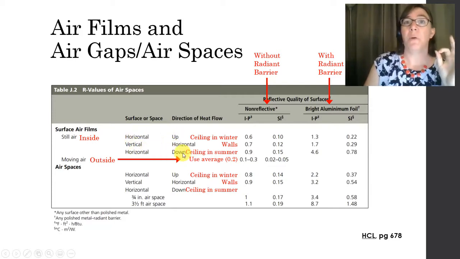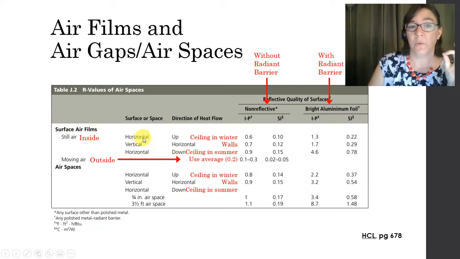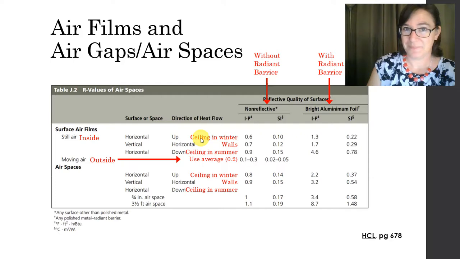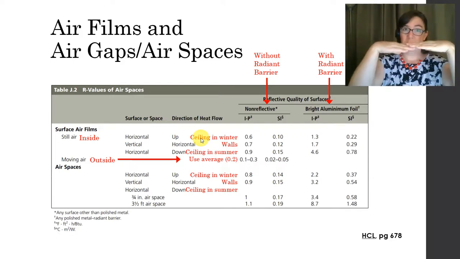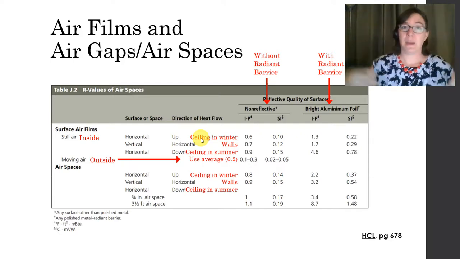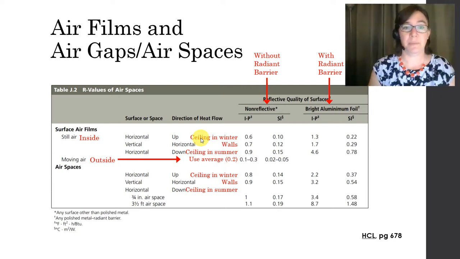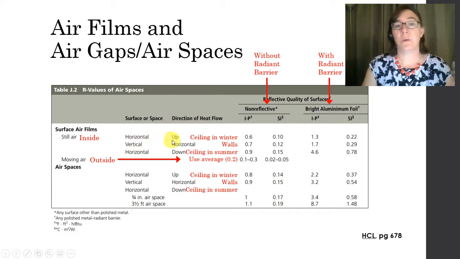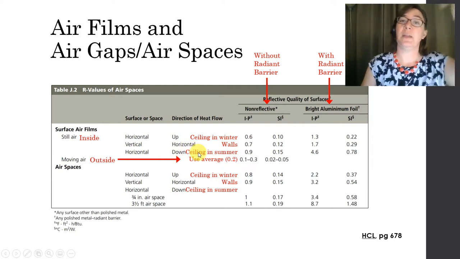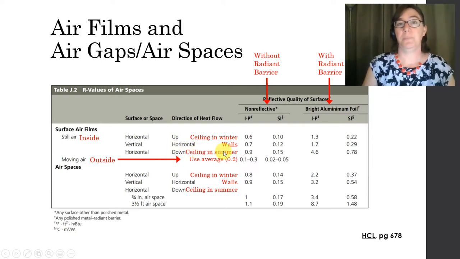What this translates to: horizontal up is a ceiling in winter. A ceiling is a horizontal surface, not a vertical one, and the heat is traveling up, trying to rise and escape. Vertical is basically used for walls. And horizontal down is used for ceilings in summer. Now you know. Okay. And then what are these four columns?